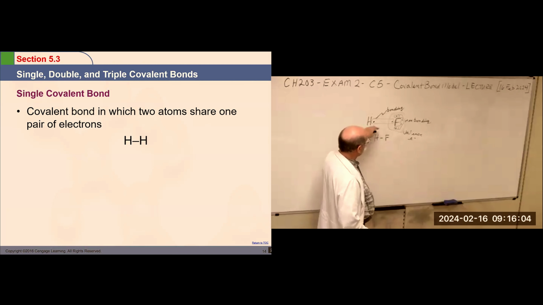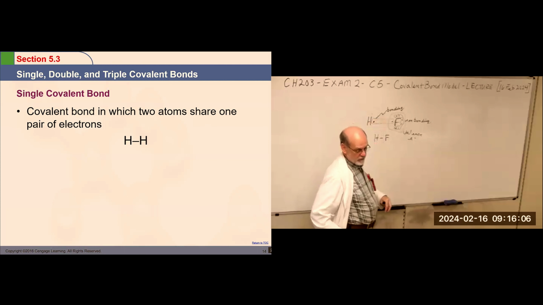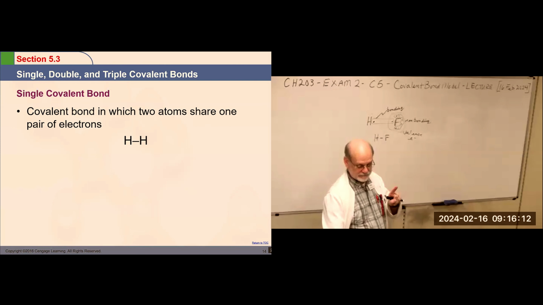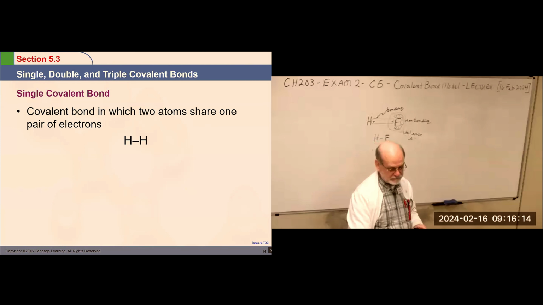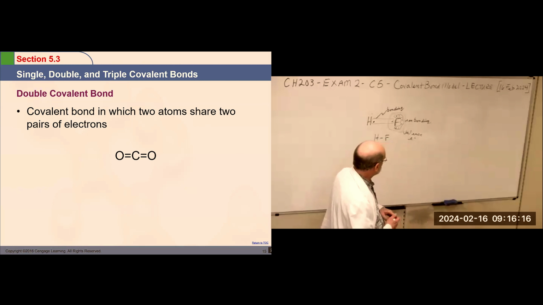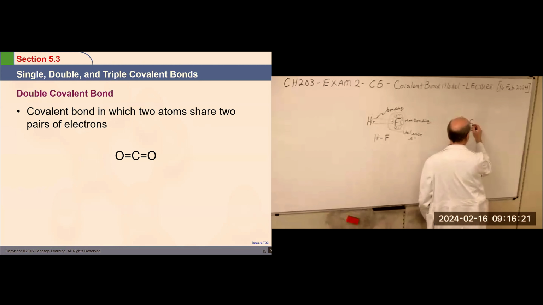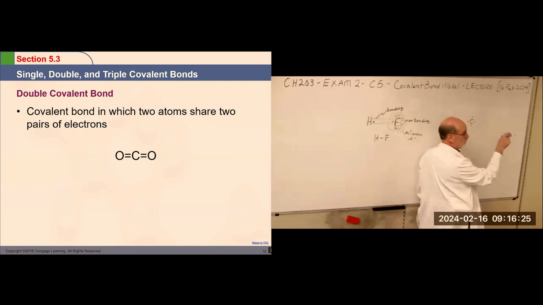Sometimes you can form more than one bond between two atoms. In the case of this one and two hydrogen atoms, you have a single bond, only two electrons. In the case of carbon dioxide, if we start off with carbon, right, it has 4 valence electrons, right? It's in the 4th group over.